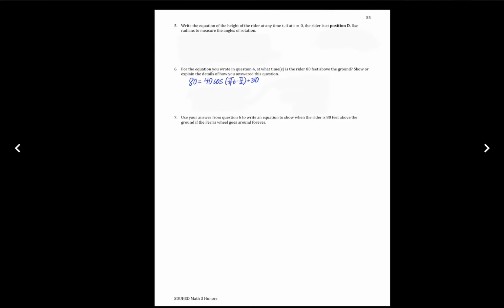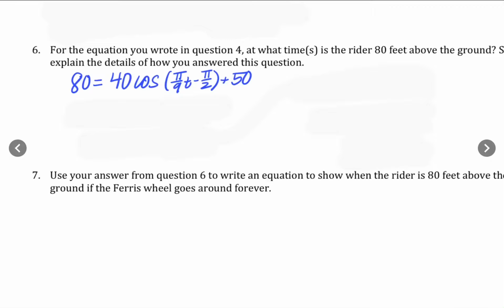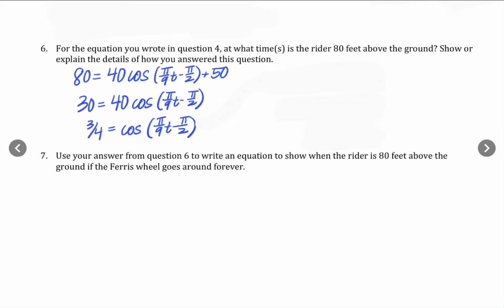Let's jump up to number 6, because number 6 asks us, with that equation, can we find out when the rider is 80 feet above the ground? Well, same thing we just did, only now we're setting it equal to 80. So let's go through this. Setting it equal to 80, we want to subtract 50 from both sides. Now we want to divide both sides by that leading coefficient of 40.